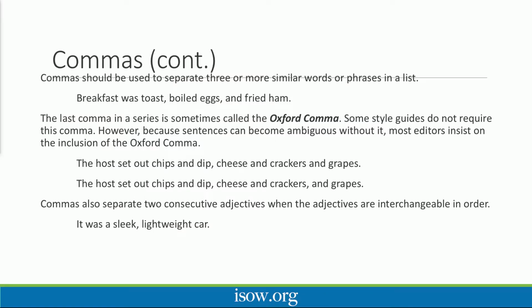Commas should be used to separate three or more similar items or phrases in a list. So whenever you're listing something out and they all go together, commas separate them. So: breakfast was toast, boiled eggs, and fried ham. And if you'll notice this last comma here before "and," this is called the Oxford comma. There's actually been a lot of debate throughout English history of whether or not we need that comma. Some people prefer that you don't use it.